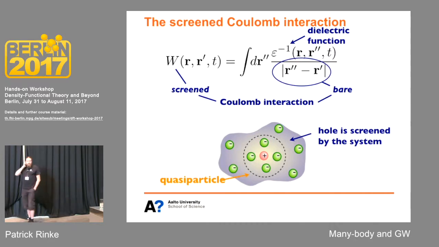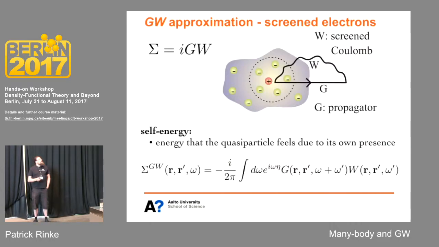So then if we wanted to build a theory for this, it would actually make sense, and this came up in Harald's talk before the coffee break, to build a theory on not the bare Coulomb interaction, 1 over |r minus r'|, but on the screened Coulomb interaction, right? So if we know the dielectric function, we can just simply convolute it with the bare Coulomb interaction to get the screened Coulomb interaction, right? And this then describes how this quasi-particle interacts with the rest of the system, right? Namely via the screened Coulomb interaction. So now we're in a position to build a heuristic theory, right?